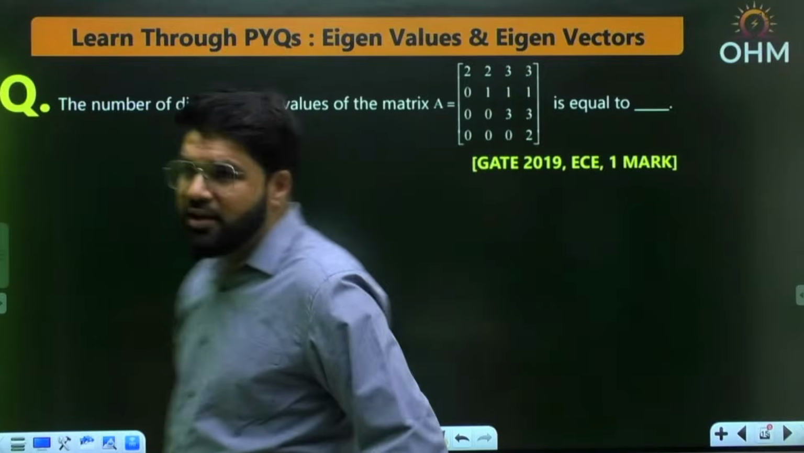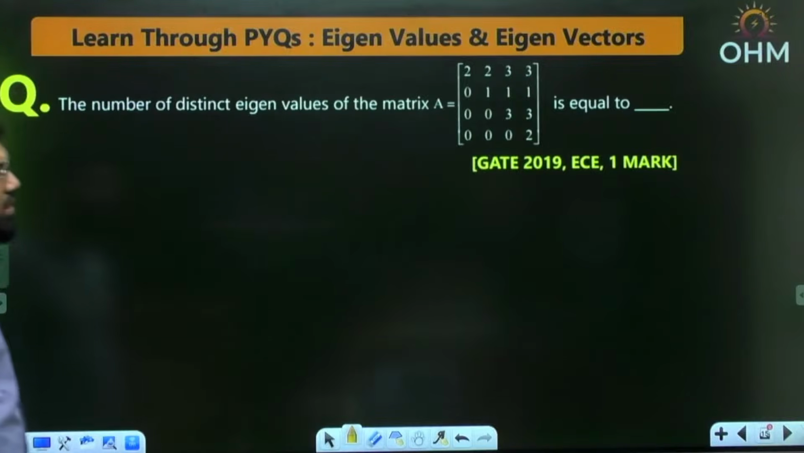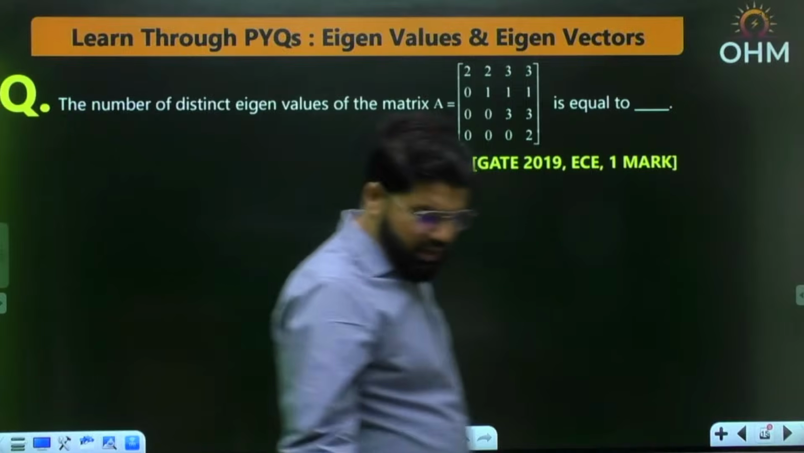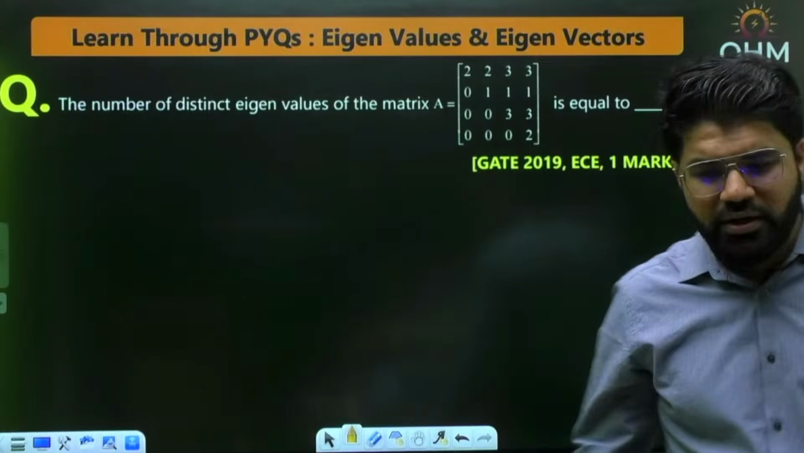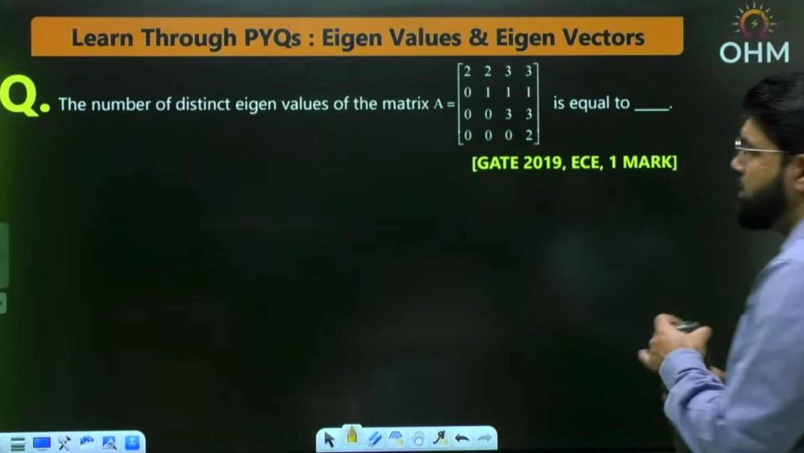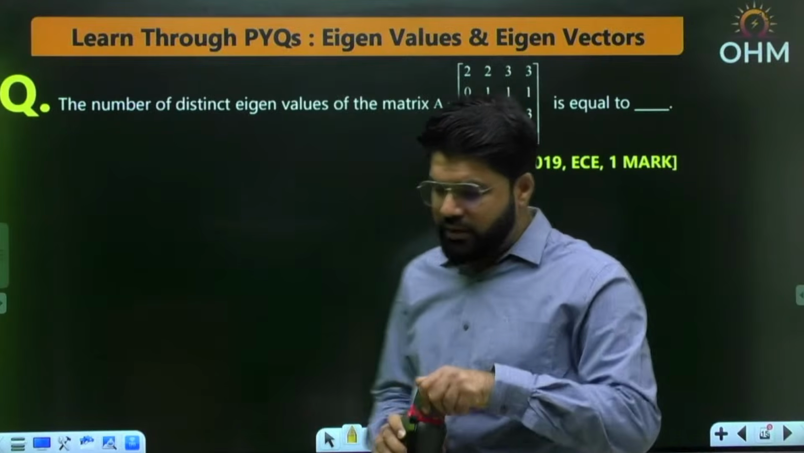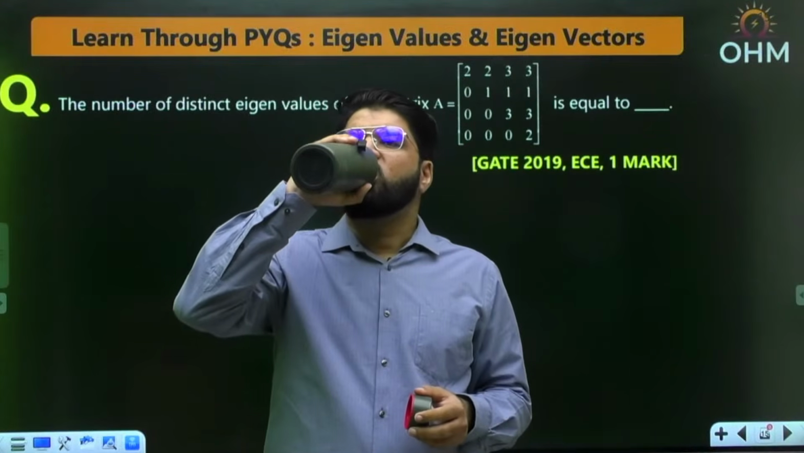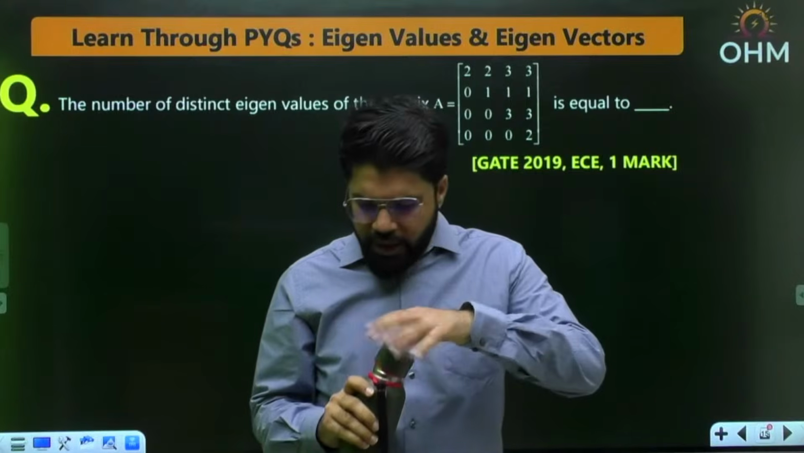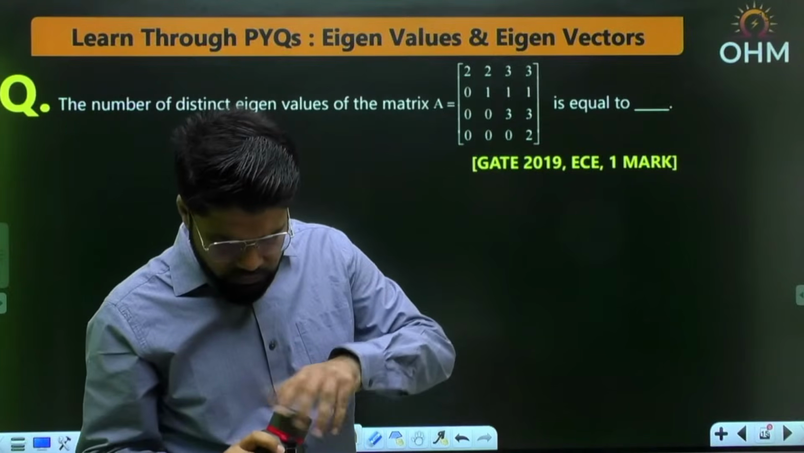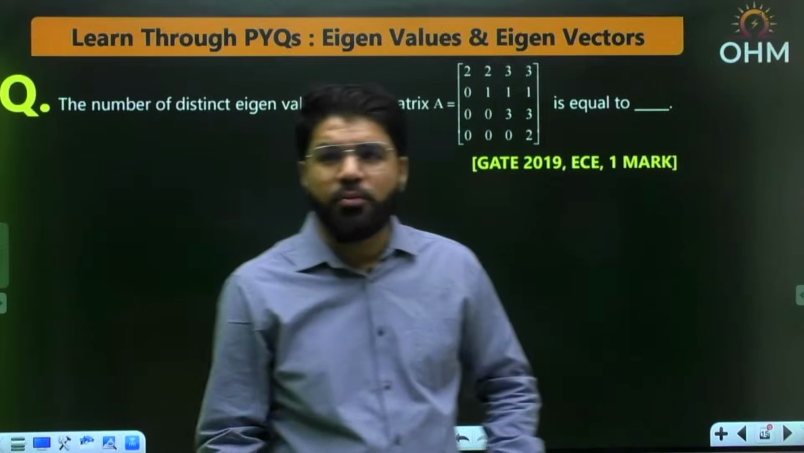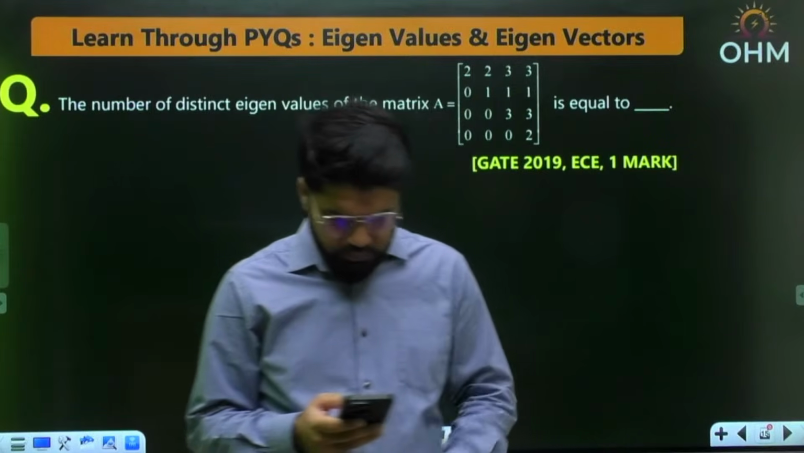Number of distinct eigenvalues of the given matrix. GATE 2019 EC, 1 mark. Direct question. It's a visual question actually. The number of distinct eigenvalues of this matrix are how much? Okay, what property can be applied here?